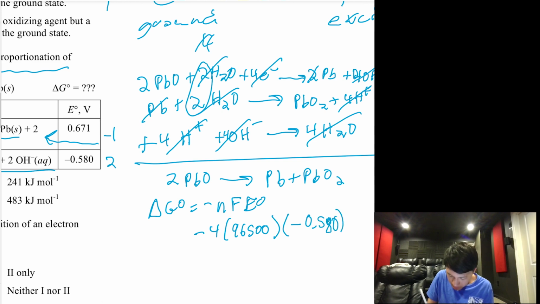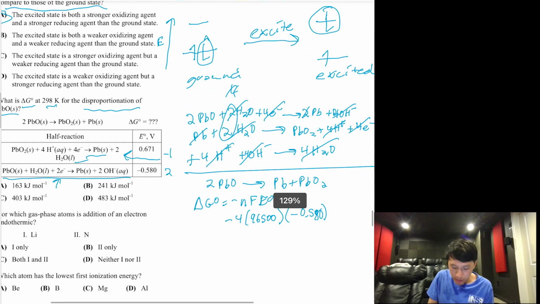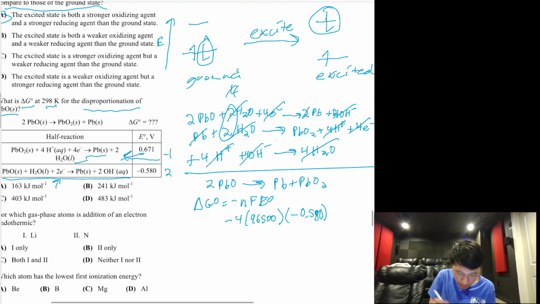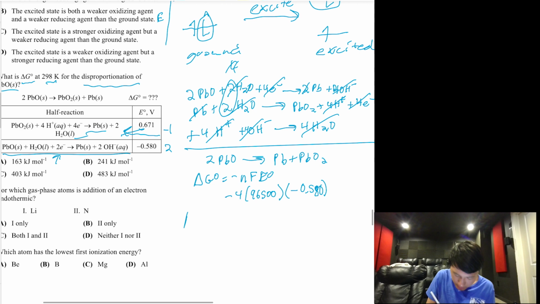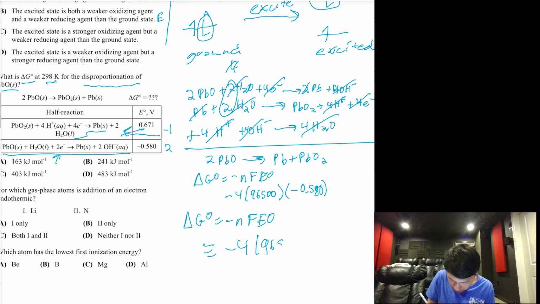Right. We also know that we're adding a reverse of this reaction. The reverse of this reaction is going to have the opposite standard cell potential. So that's going to be delta G naught, again, equals negative NFE naught. And that's going to equal negative, in this case, still 4 electrons, times 96,500, and then the negative of this cell potential, which is negative 0.671.